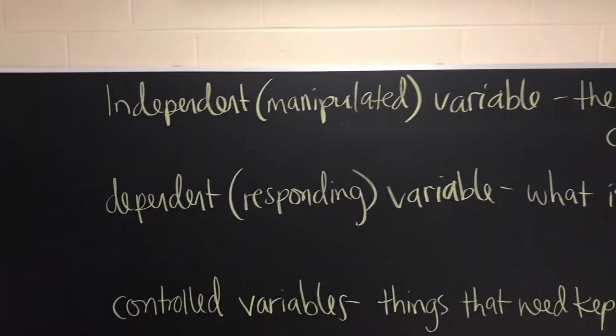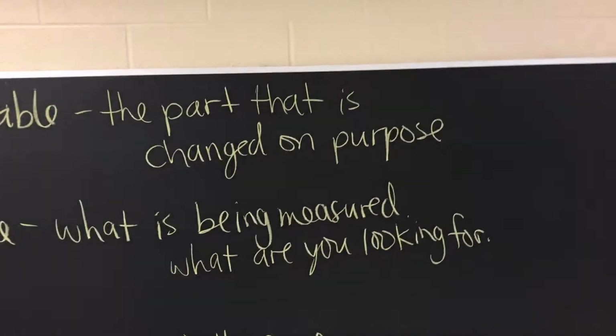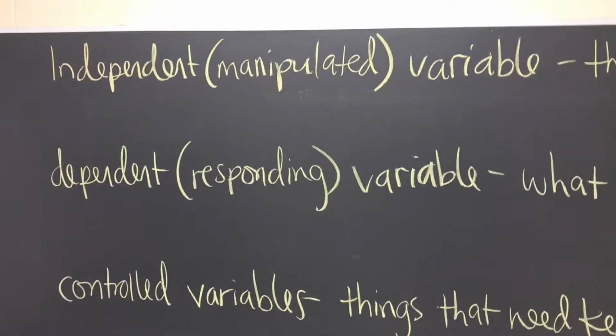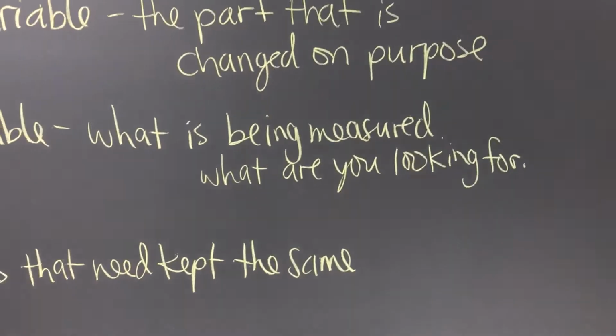So the independent or manipulated variable is the part of the experiment that you're changing on purpose. It's what you're testing. The dependent, also known as the responding variable, is what is being measured. It's what you're looking for during your experiment.